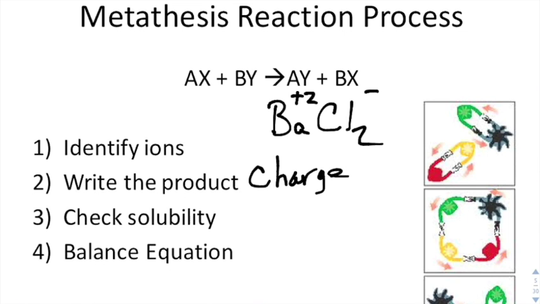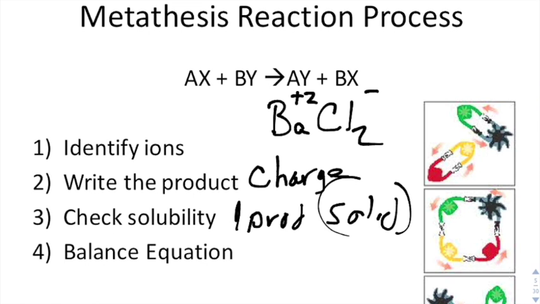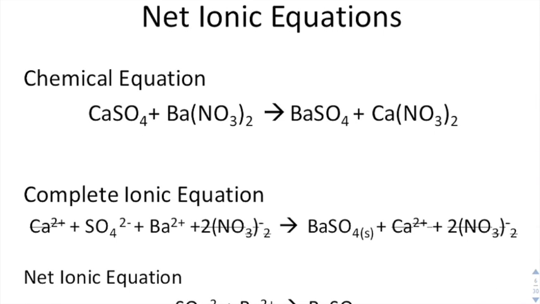The reason you have to check the solubility is that for a metathesis reaction to actually occur, at least one of the products must be a solid, or insoluble, in order for the reaction to proceed. Then you balance the equation according to the conservation of mass. You also have something called a net ionic equation. Here, you're taking calcium sulfate and barium nitrate and mixing them together to get barium sulfate and calcium nitrate. That is an equation that represents this reaction.